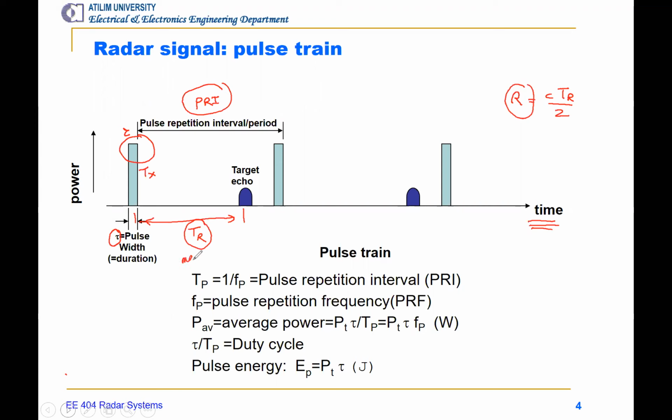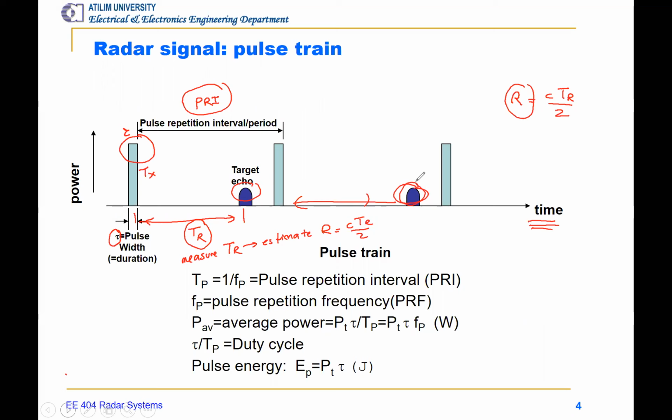So we measure T_R and then estimate R. Okay? So if we continue transmitting pulses, then it's expected that we see the target at almost the same distance, right? If it is not moving, if it is stationary. If it is not stationary, then we expect that this echo signal will be moving to the right or left.